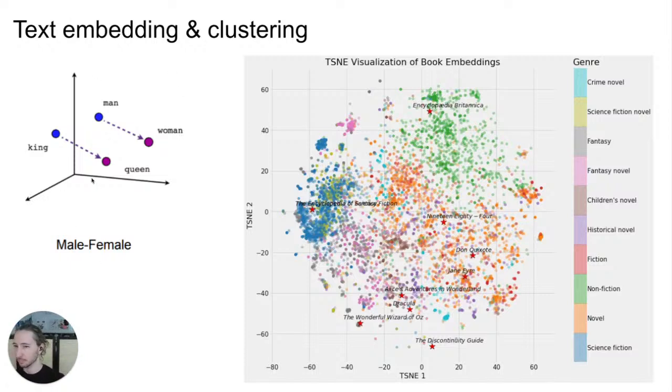There's a famous example where we have king and queen, and men and women. And when we do this, we find this nice interaction where they have similar relationships. We see similar things with Japan and sushi, and Italy and pasta, where they have similar relationships. On the right here is a plot showing various books embedded, with clusters of those books, fiction and nonfiction at the top here.